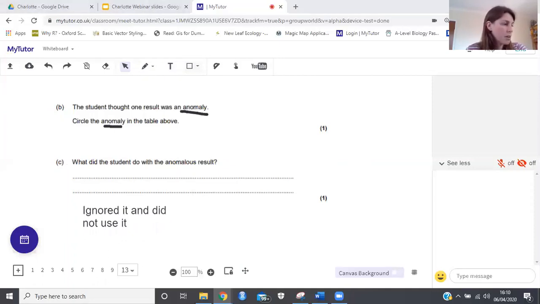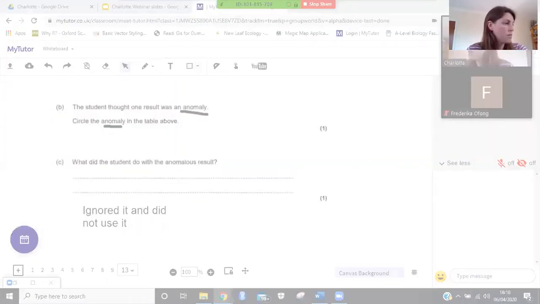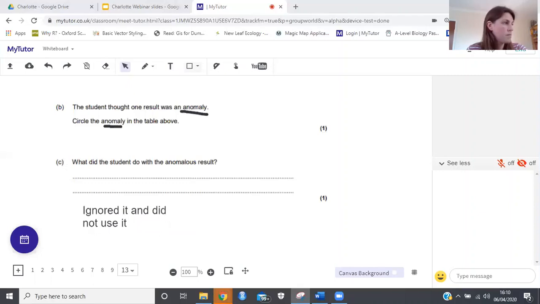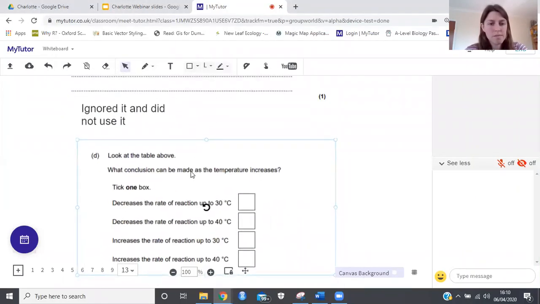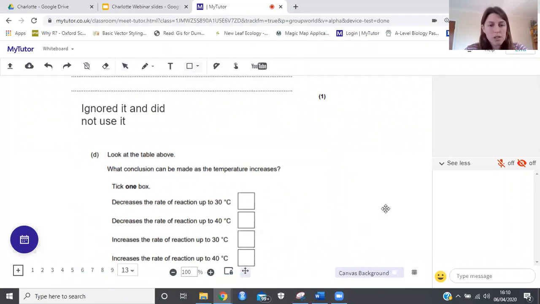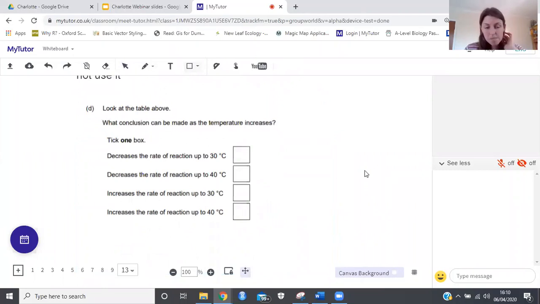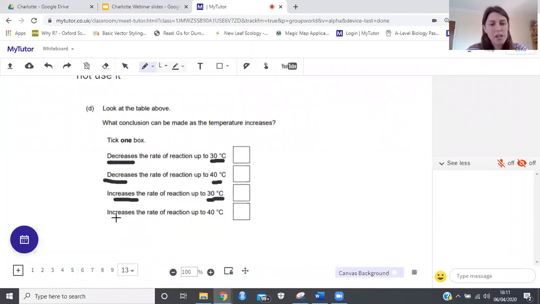Okay, we've got another tick box here about the conclusion. What conclusion can be made as temperature increases? So let's have a look at the options before we look back at the table. So we've got decreases the rate of reaction up to 30, decreases the rate of reaction up to 40, increases the rate of reaction up to 30, increases the rate of reaction up to 40.